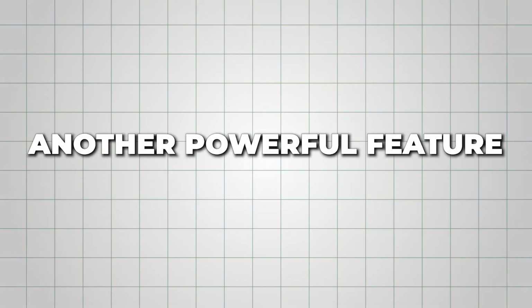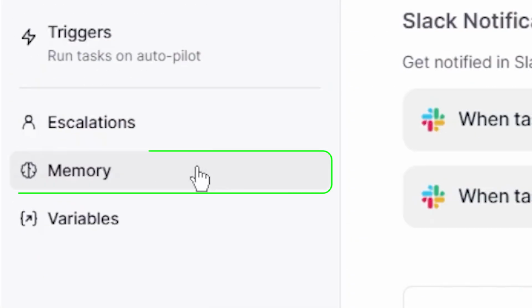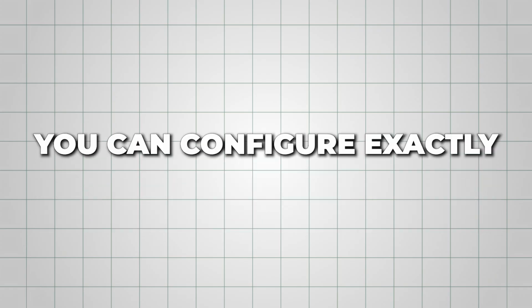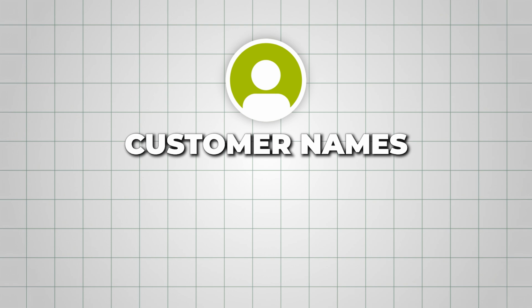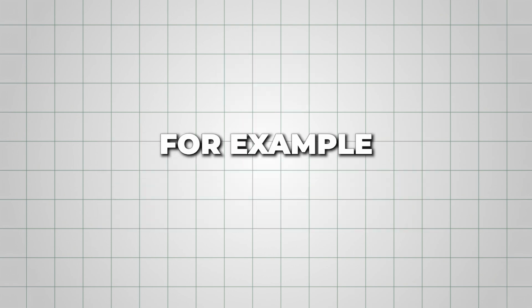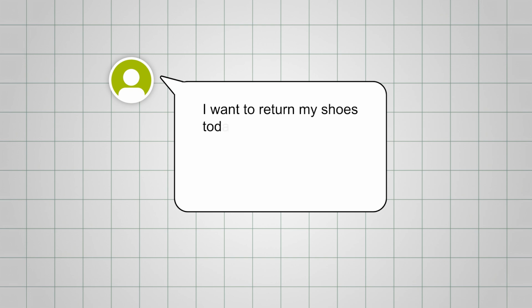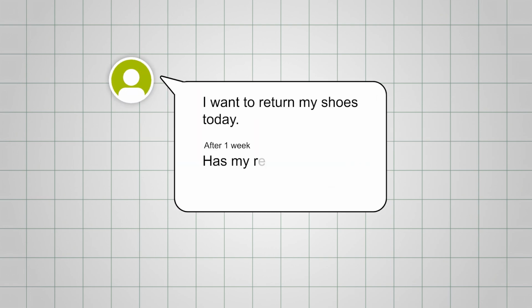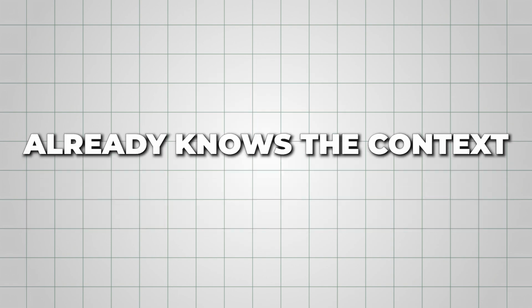Another powerful feature in Relevance AI is memory. You can configure exactly what it should remember, such as customer names, past orders, or previous questions. For example, if a customer says, "I want to return my shoes today," the agent saves that request under Product Return. When the same customer comes back next week and asks, "Has my return been processed?" the agent already knows the context.